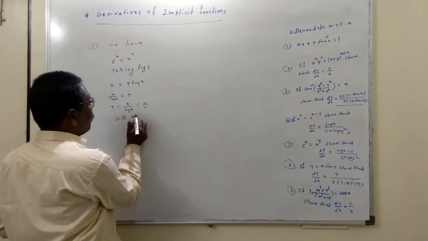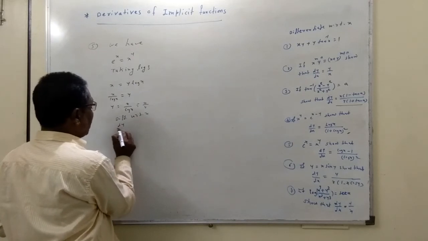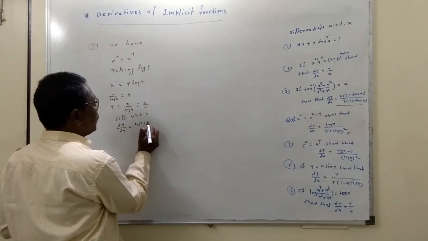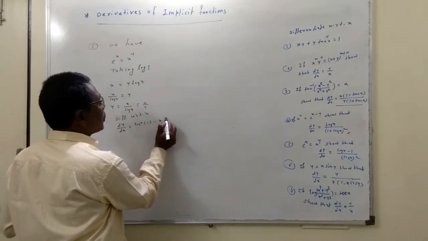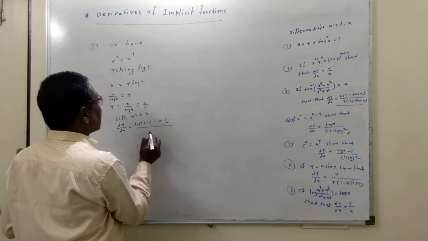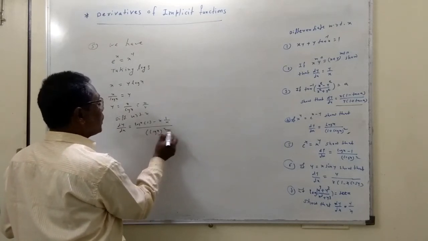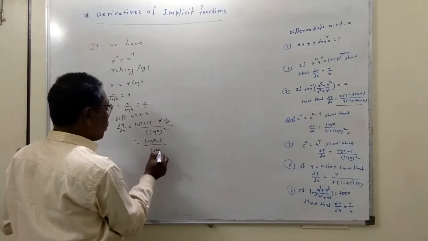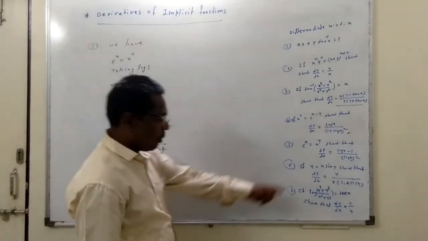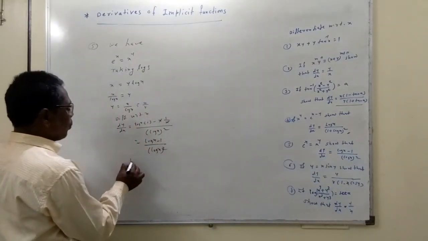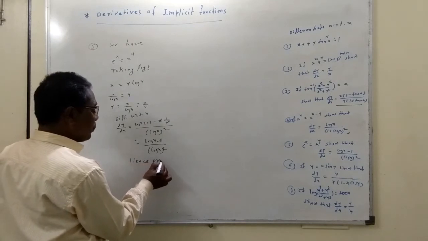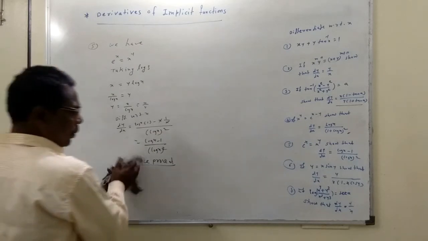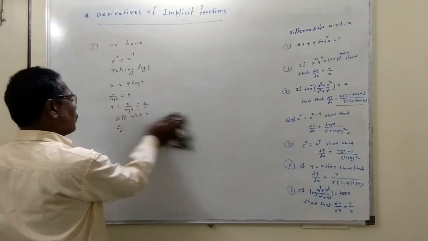So differentiate with respect to x. So derivative of y, dy by dx, is equal to v log x, derivative of u, this x, is 1, minus x constant, derivative of log x, 1 upon x, divided by log x bracket square. So that is equal to log x minus 1 divided by log x bracket square. That is the result, hence proved. Now next example, the sixth example.